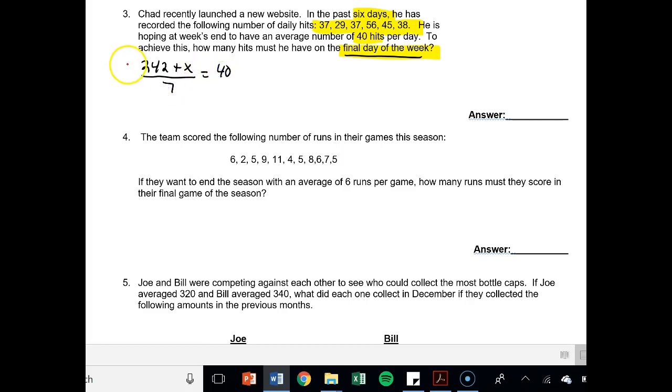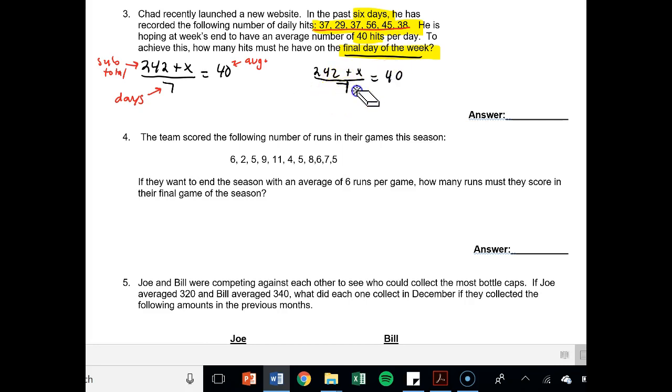So let's actually label this out. This is his subtotal that you would find by adding all this stuff together right there. These are the days in the week. He's got 6 days that he's done, but he's also got a final day, so that's why that's 7. And then this is his desired average, right? So let's go ahead and solve this. We've got (242 + x) over 7 equals 40. Sorry, that should be a 7.